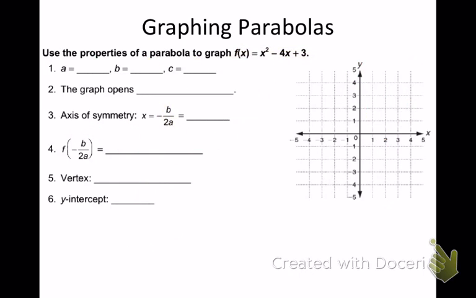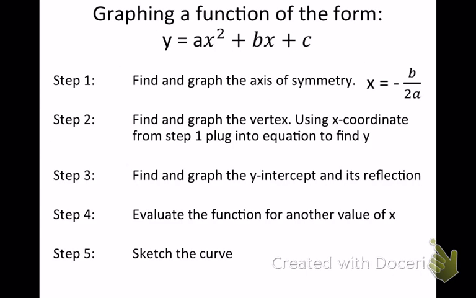Let's try another one here. Now notice this is the process for which it is best to graph. First thing, as always, find and graph the axis of symmetry. We've done that: -b over 2a. Take your axis of symmetry and plug it into the equation to get my y. That gets me my vertex.